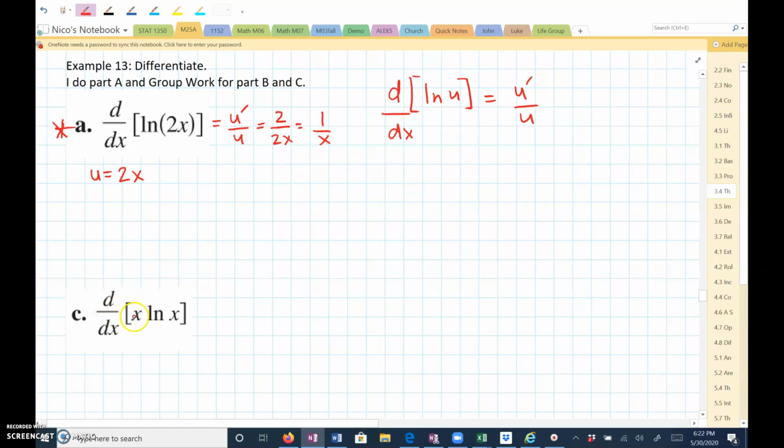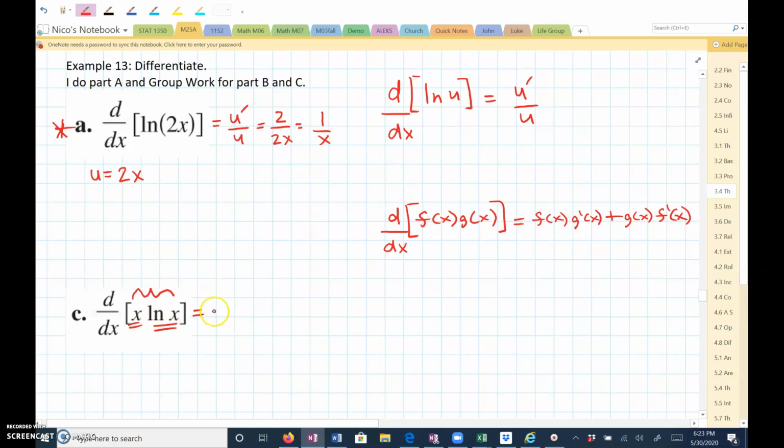This time we're taking the derivative of x times the natural log of x with respect to x. The initial rule is going to be the product rule, because there's two functions being multiplied together and you're taking the derivative of that. That rule is the first times the derivative of the second plus the second times the derivative of the first, where x is the first function, ln x is the second function.